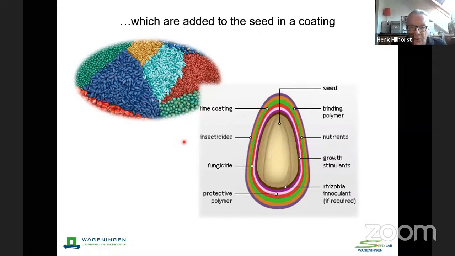So it can be insecticides, it can be a fungicide, rhizobia, this is for instance an inoculant with bacteria, can also be taken up in this coating, growth stimulants, nutrients. So the whole seed is packed in all kinds of things that are good for the seed and for its performance. And then you can also give it a very nice color to distinguish the different species, different lines and cultivars, but also for seed companies to have their own marker, their own color. Even golden seed, as you can see.